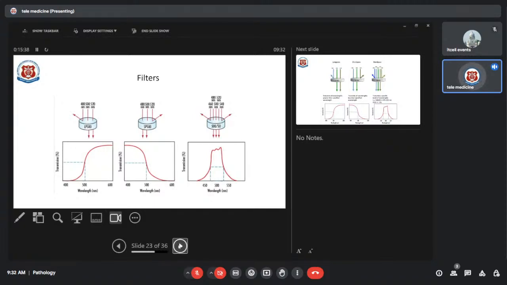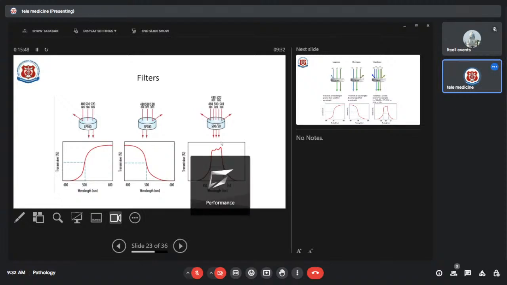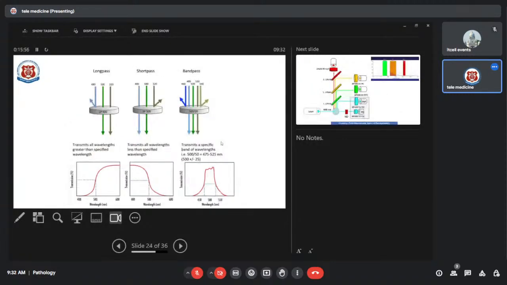And this is again the graph showing, suppose this is long pass 500. So more than 500 wavelength, all can take it.